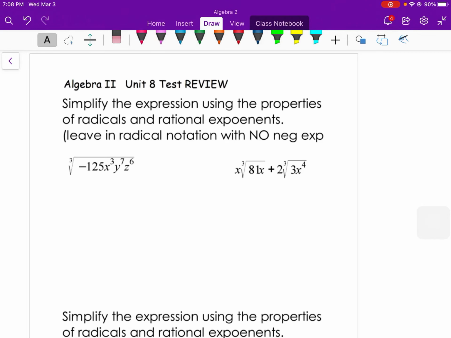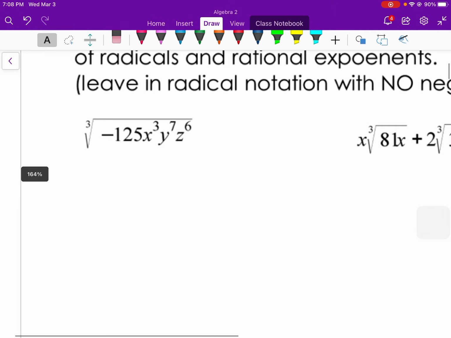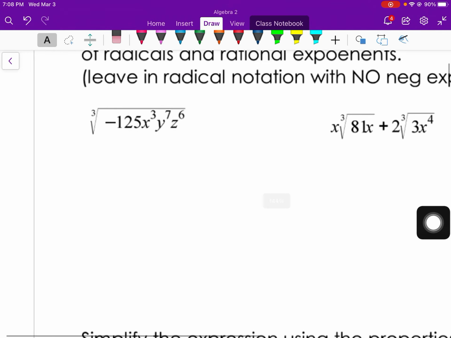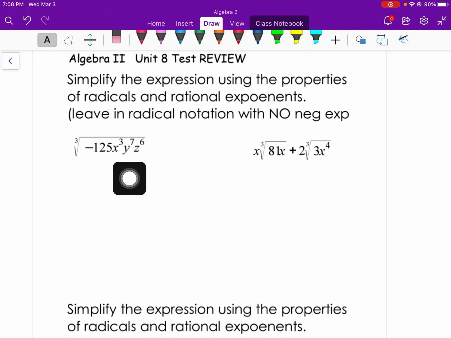Alright, hello, welcome back class. This is Unit 8 review. I'm going to go over pretty much everything here and make sure that we're comfortable with what we're doing for the exam. So, in this first case, we're going to be simplifying the expression.